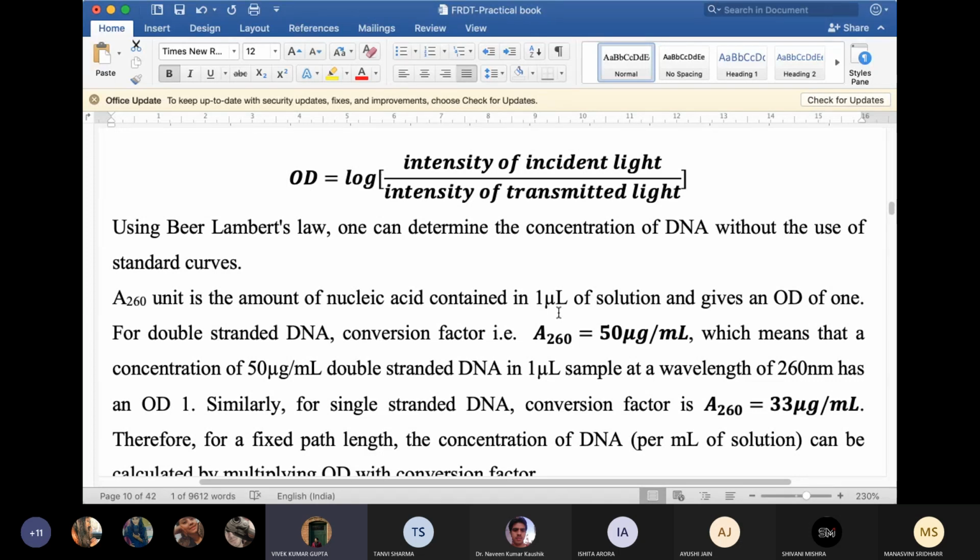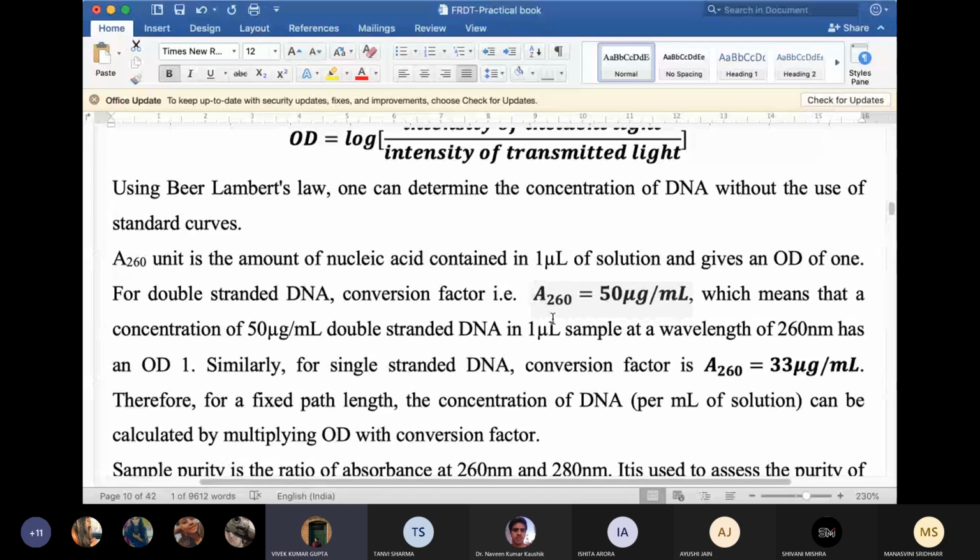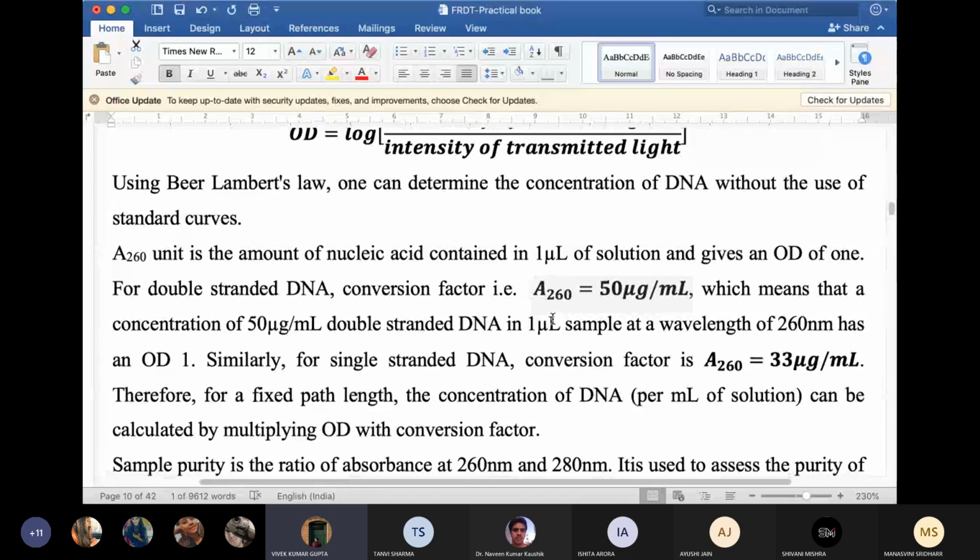For double stranded DNA, the conversion factor is, for example, A260 equal to 50 micrograms per milliliter, which means that a concentration of 50 micrograms per milliliter of double stranded DNA in a sample at a wavelength of 260 nanometers has an OD of 1. Similarly, for single stranded DNA, the conversion factor is A260 equal to 33 micrograms per milliliter. Therefore, for a fixed path length, the concentration of DNA per milliliter of solution can be calculated by multiplying OD with the conversion factor.